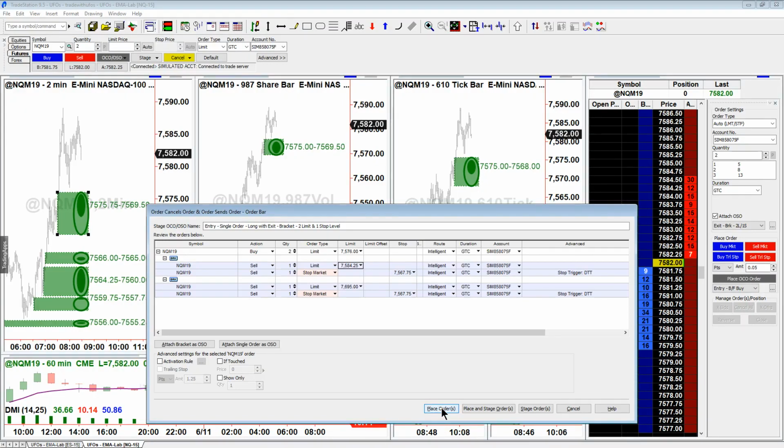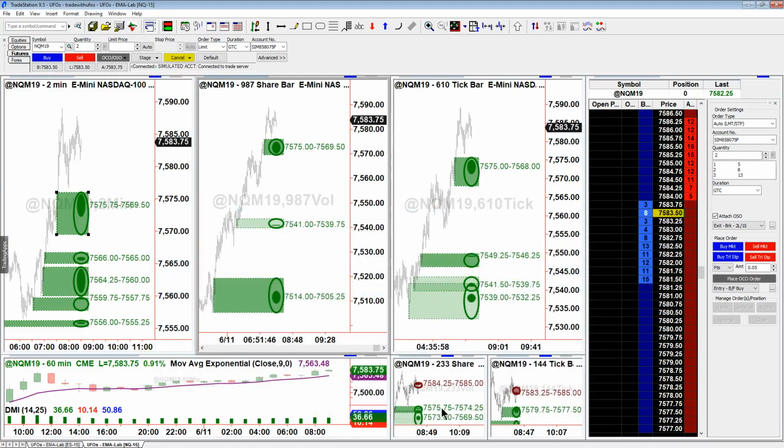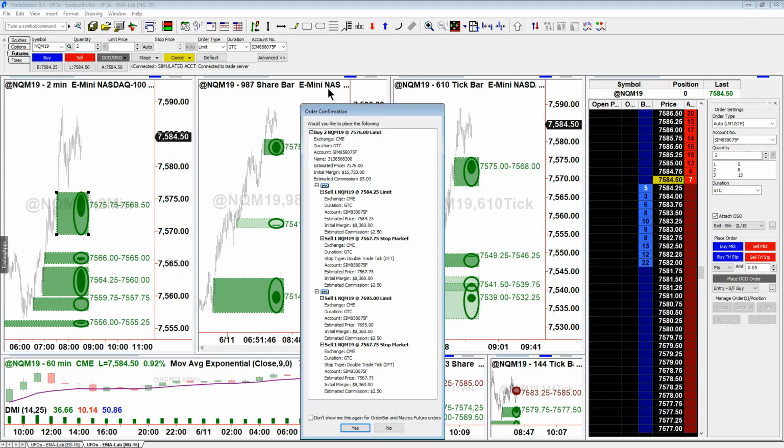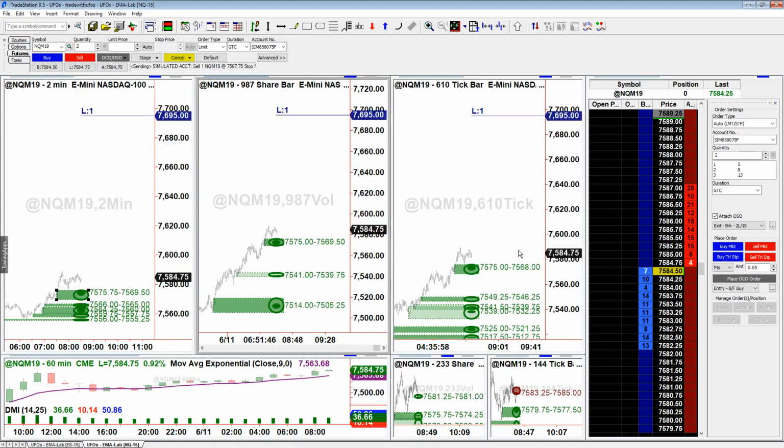So let's say you have never done this before. It could be a great experience. It should be a great experience that you execute this in a paper money account, so at least you get to see it work. So I'm just going to click place order, and the moment I do, it's giving me this box with the confirmation. Click yes, and now the order is in the system.